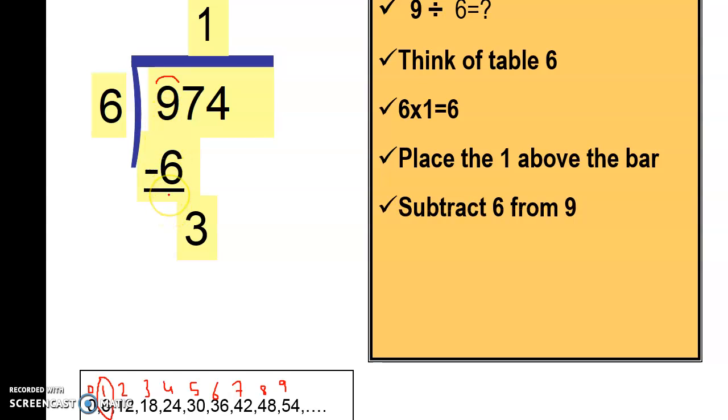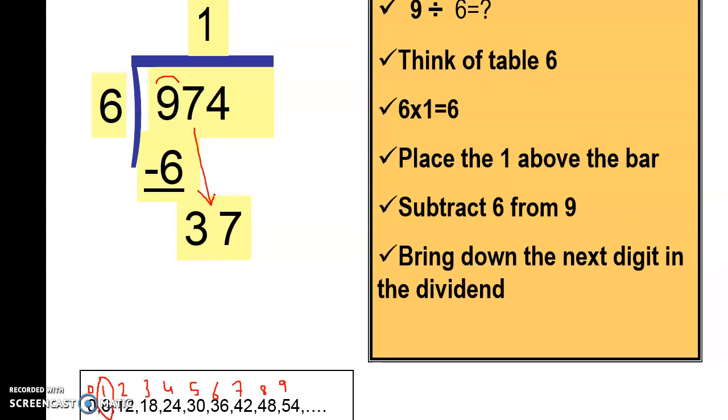Subtract both. Subtract 6 from 9, it's how much? It's 3. I will repeat now the same steps, repetition. Copy the next digit beside 3. So copy 7.